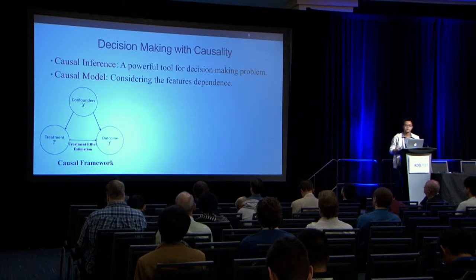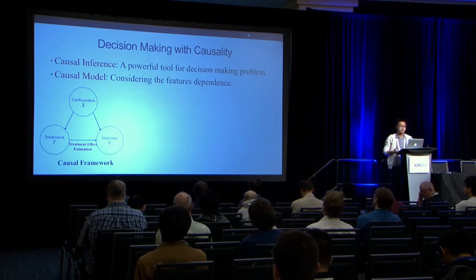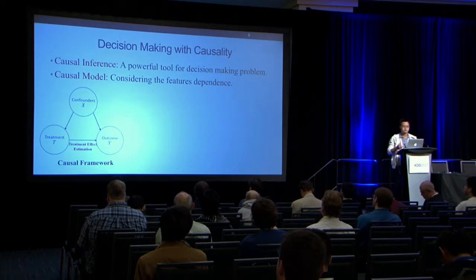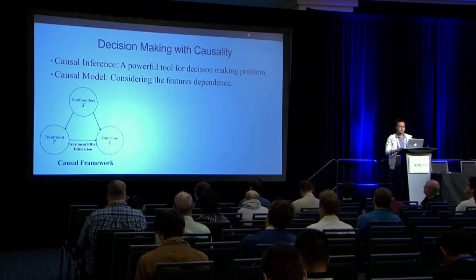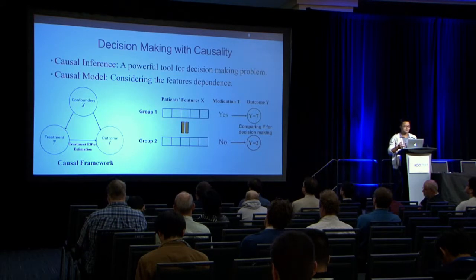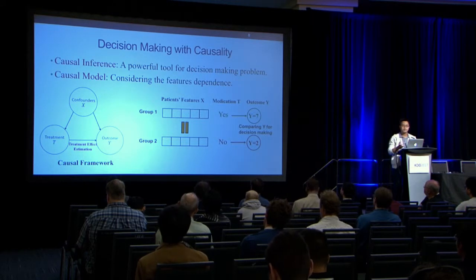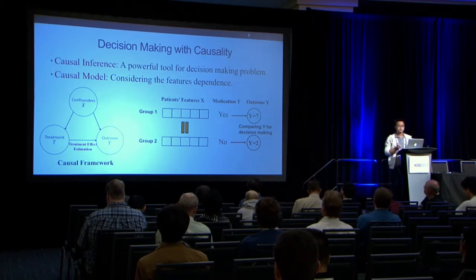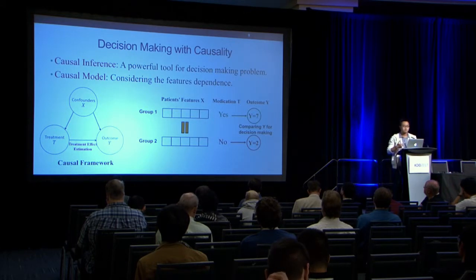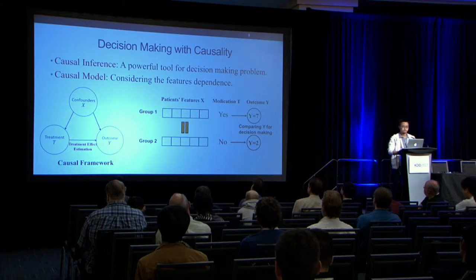Actually, causal inference is a very powerful statistical tool for decision making, and the feature dependence is considered in causal methods, randomized experiments, and A/B testing. The main idea of causal inference methods is to control two groups of people with the same features, but with different medications. Then we can estimate the causal effects of medication by comparing their average outcomes. And with the causal effects of medication, we can easily make a decision which medication is better for Anna.